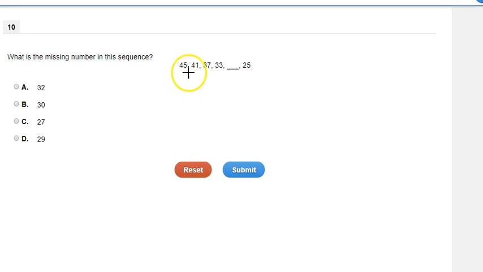So 45 minus 4 is 41. 41 minus 4 is 37. 37 minus 4 is 33. So we need to figure out 33 minus 4. Let's erase and start over. 33 minus 4.